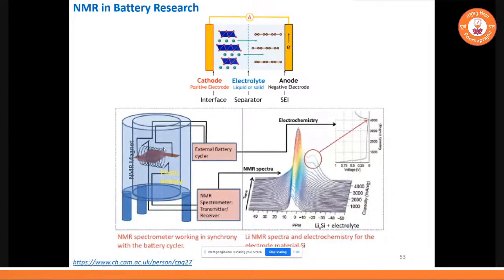That's why NMR is powerful. They have a homemade probe. There they put a lithium ion battery and monitor the real-time movement of lithium in NMR. Lithium is also an NMR active nucleus, so thereby we can understand the electrochemistry of this system. So that's why NMR is very popular nowadays in battery research.